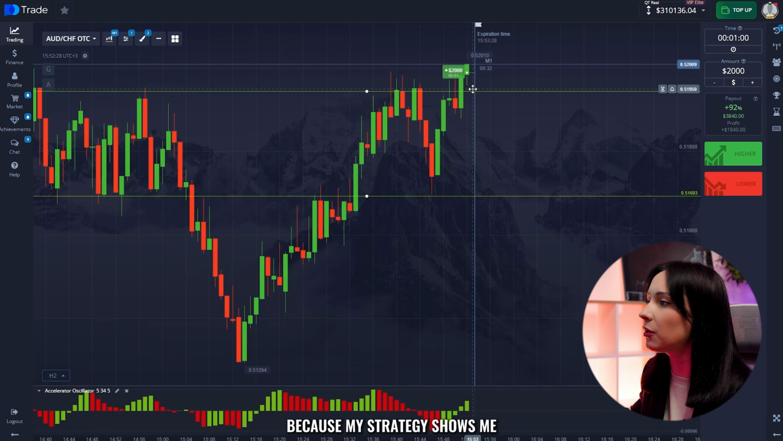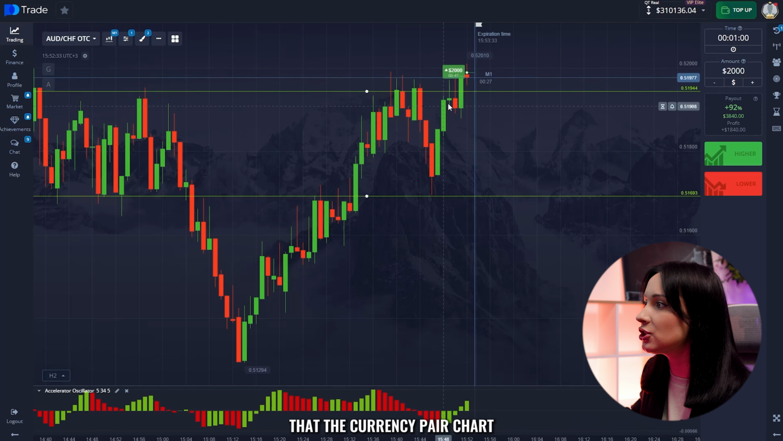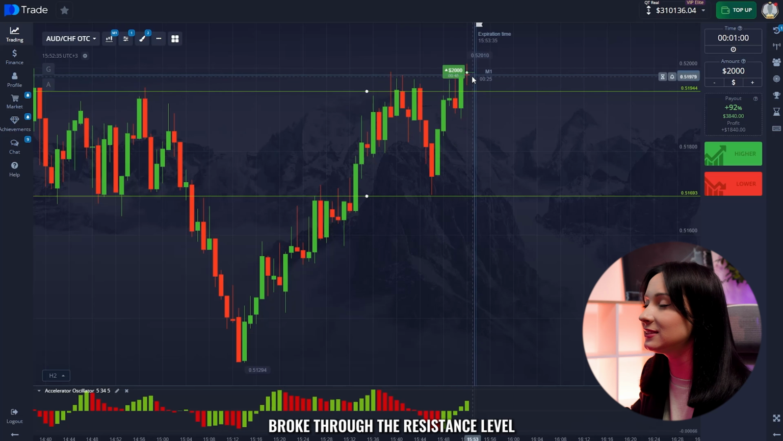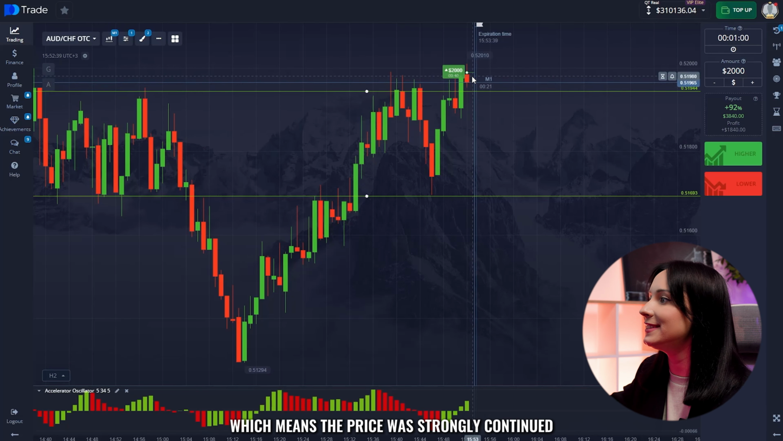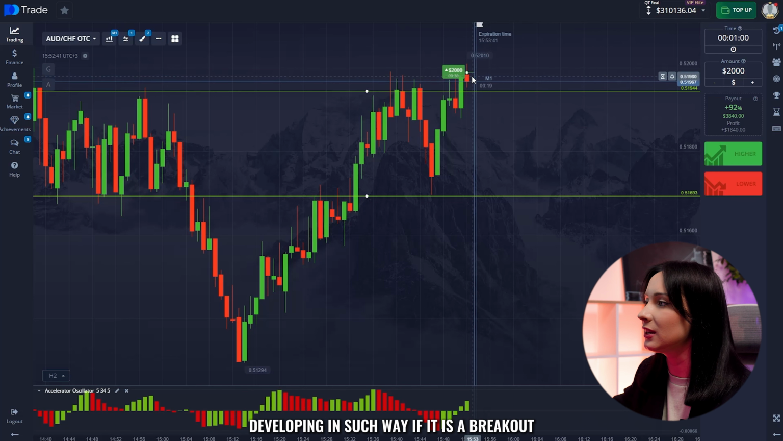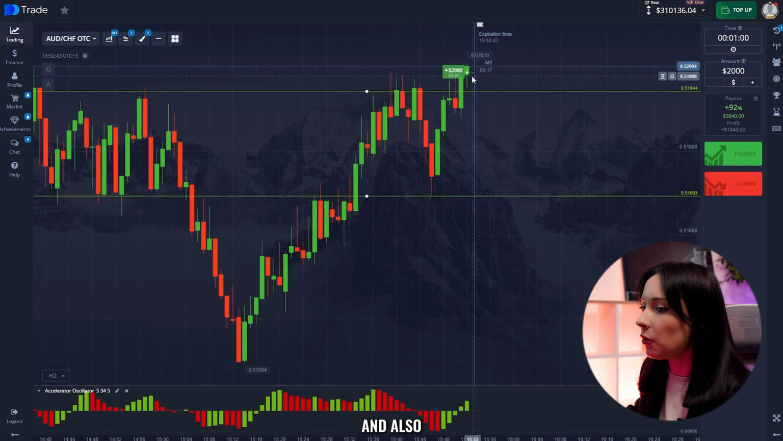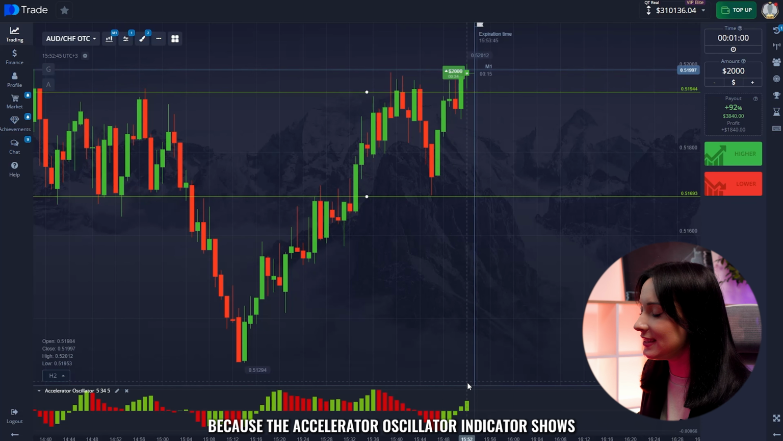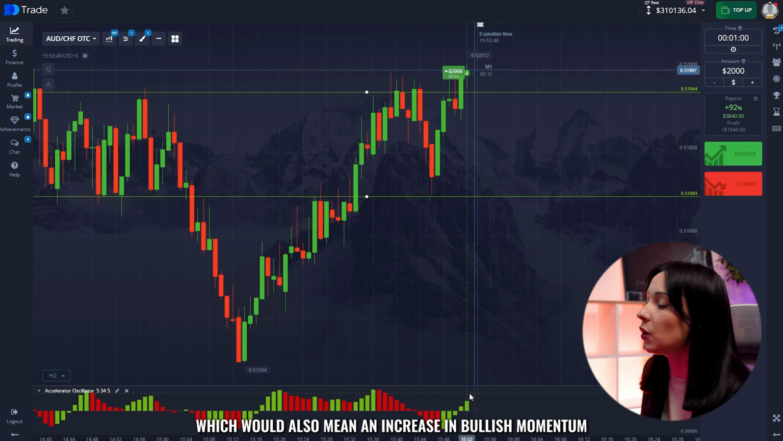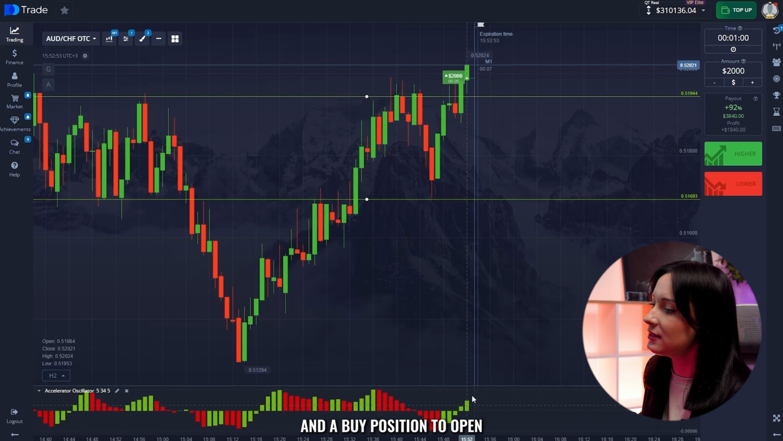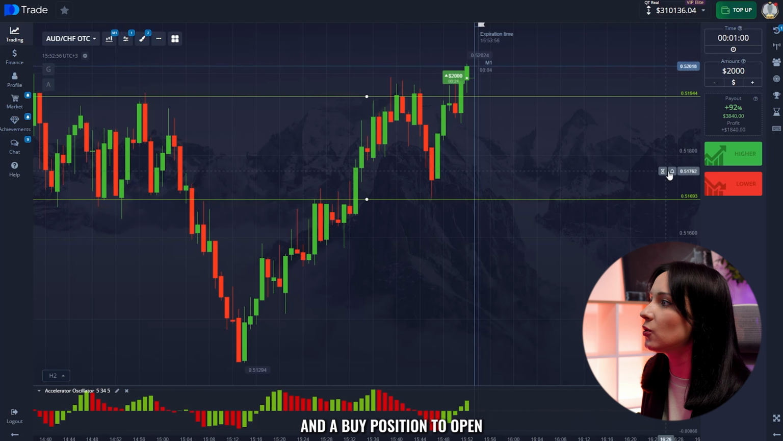Again, repeating, because my strategy shows me that the currency pair chart broke through the resistance level, which means the price will strongly continue developing in such a way if it is a breakout. And also because the accelerator oscillator indicator showed me a crossover above the zero line, which would also mean an increase in bullish momentum and a buy position to open.